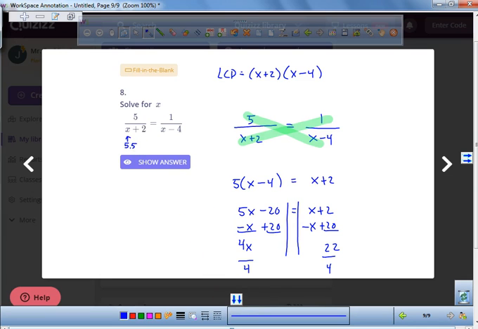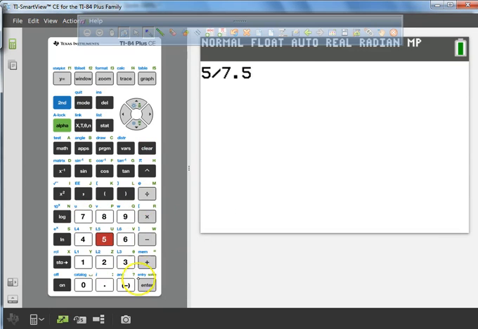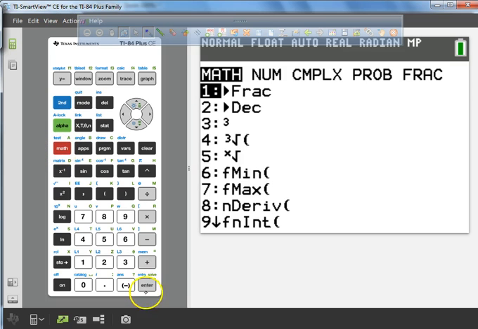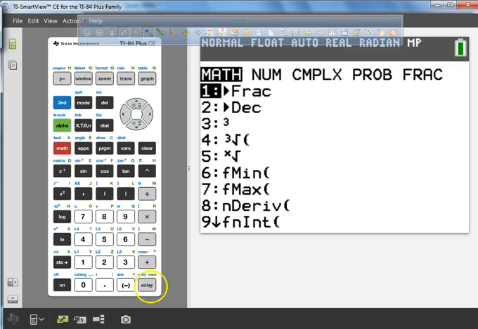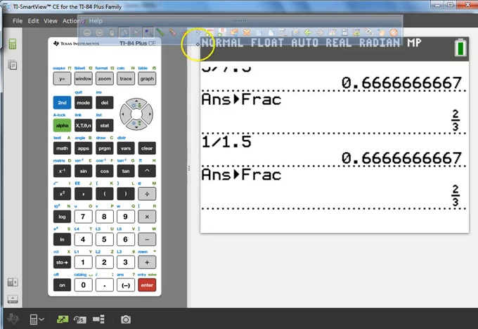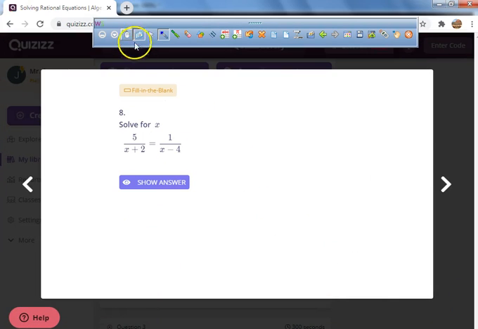All right. You can get a calculator too if you want to. So we're going to do 5 over 5.5 plus 2, which is 7.5. We're going to see if it equals 1 over 5.5 minus 4, which is 1.5. Well, if we cross multiply here, 5 times 1.5 is 7.5, so that'll work. But watch what I do. 5 divided by 7.5 gives you this decimal, which is 2/3, right? And if I do 1 divided by 1.5, I still get the same decimal, which is 2/3. Okay. Now another way that you could check your answer is you could go to Desmos to check your answer.